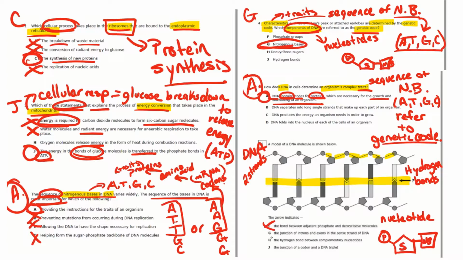The conjunction of introns and exons in the sense of the DNA strands. No. The hydrogen bond between complementary nucleotides. Yes, remember, these are complementary. You see how they kind of go together, the shapes. Okay, so that tells me that, let's say that this is A and this would be T and this is G and this is C and so forth. They are complementary to each other. So yes, letter H.